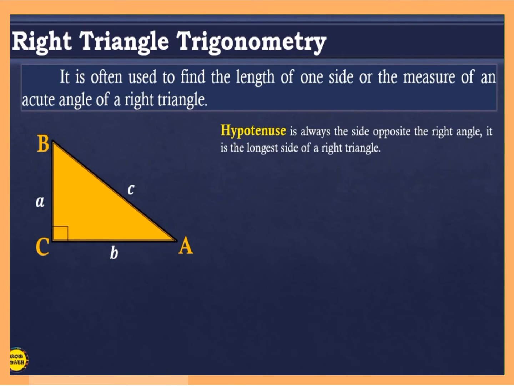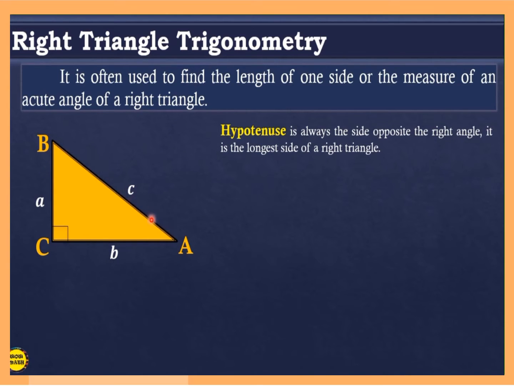I have here triangle ABC with sides a, b, and c. So here, the hypotenuse is always the side opposite the right angle. It is also considered the longest side of a right triangle. So in the given figure, your hypotenuse here is c. Okay, this one. Okay, so this is your hypotenuse.